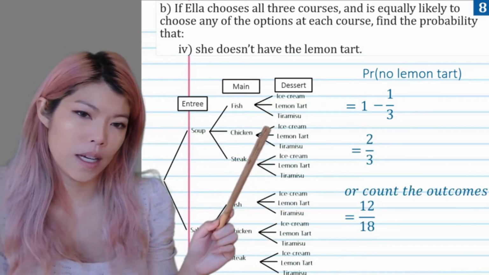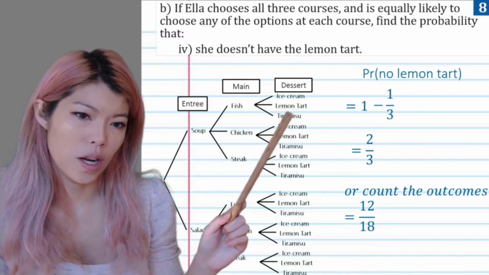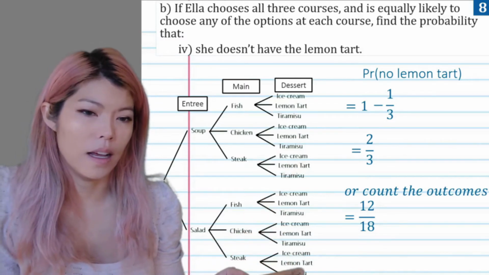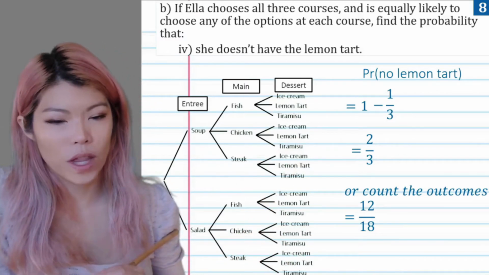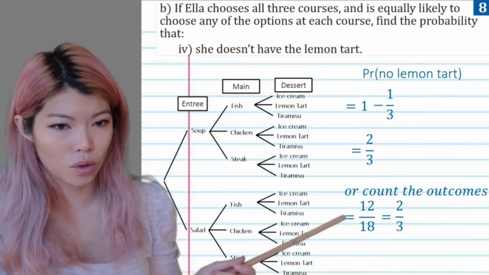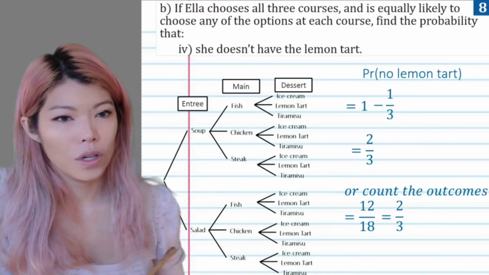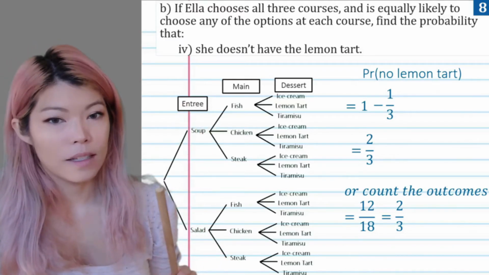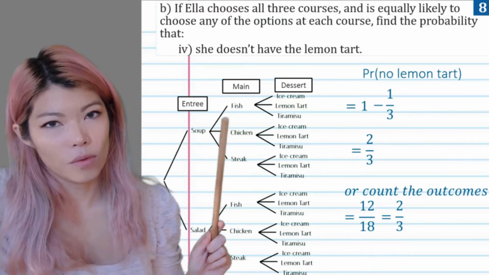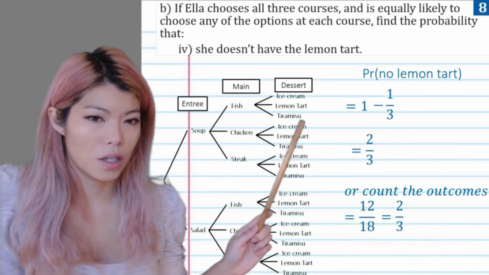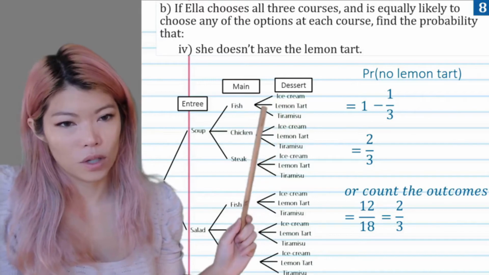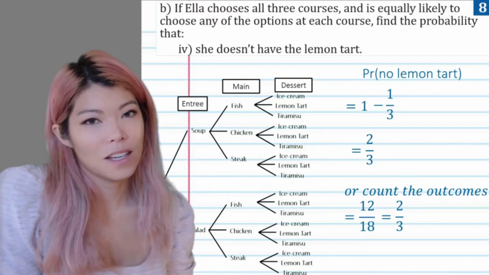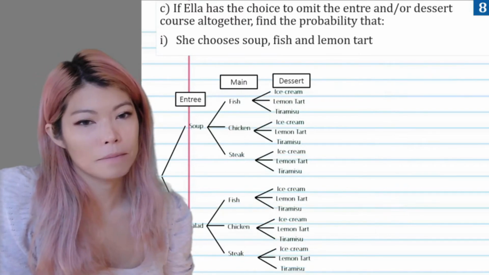The ones with no lemon tarts are 1, 2, 3, 4, 5, 6, 7, 8, 9, 10, 11, 12. So 12 outcomes without lemon tart out of 18, which is also 2/3. Or you can do: what entree do you want? Any, so that's 1, times what main do you want? Any, which is 1, times what dessert do you want? Tiramisu or ice cream, which is 2/3. So 1 times 1 times 2/3, also 2/3. So you can see probability can be solved in many ways.